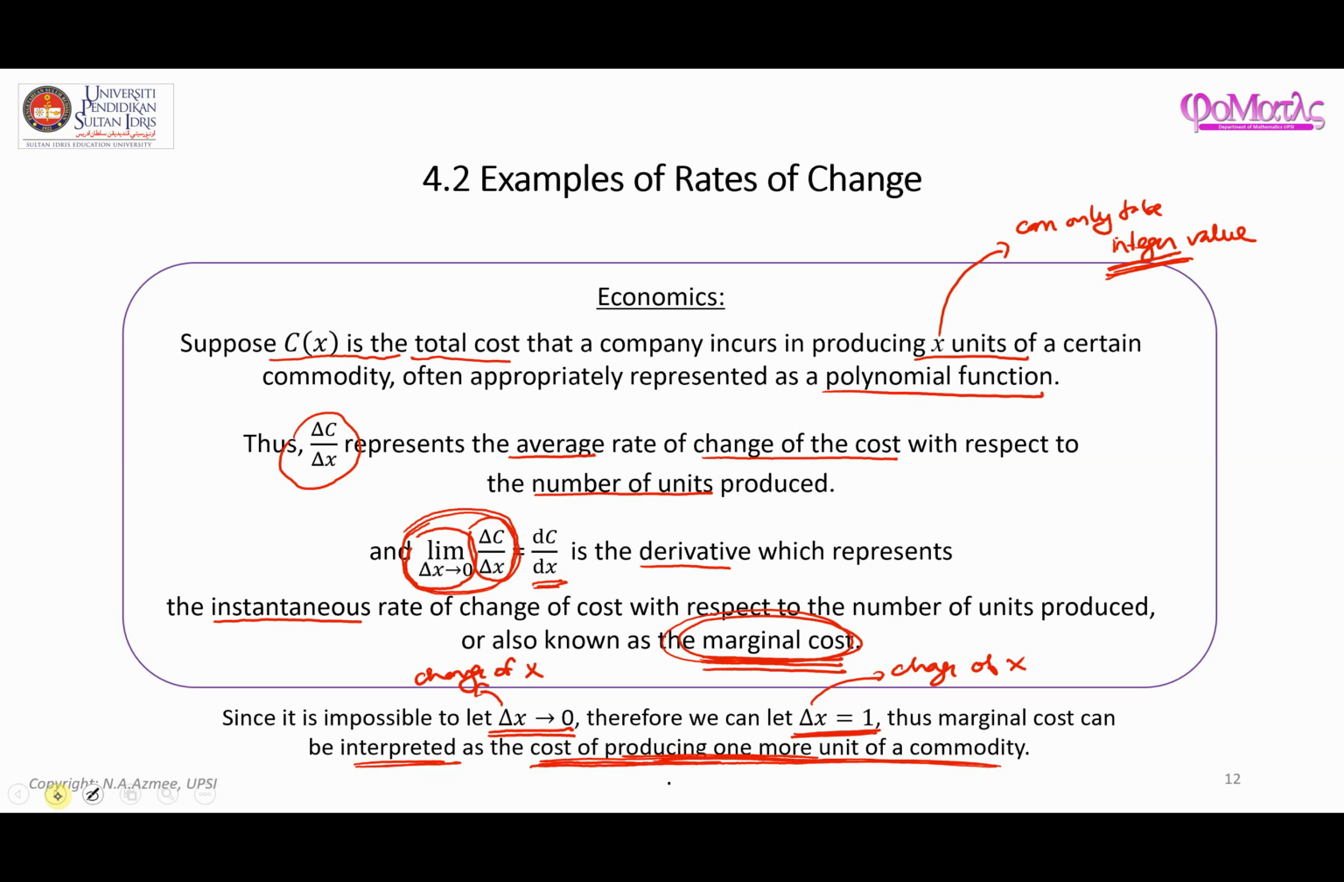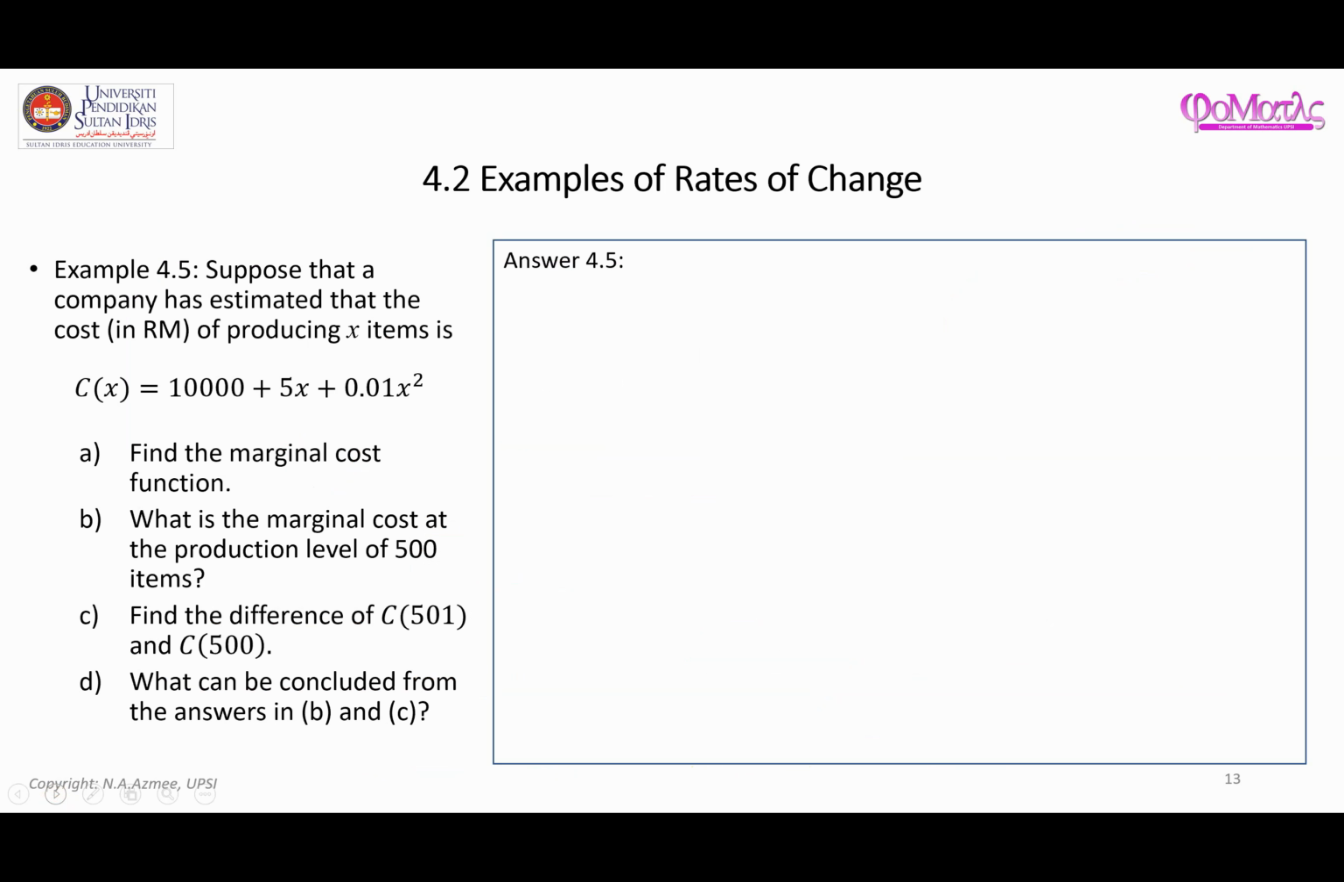Now let's look at the example. Suppose that a company has estimated that the cost in Ringgit Malaysia of producing x items is given by this polynomial function of degree 2. Now find the marginal cost function.